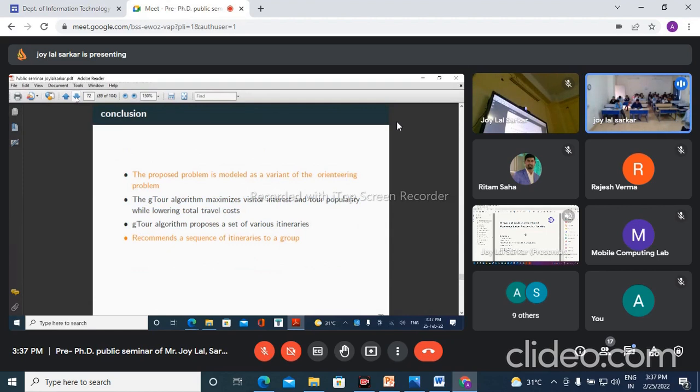So the proposed model is a gradient of orienteering problem. We have calculated the G2 algorithm. Vehicle maintenance, popularity, cost, and other factors are also considered here, and it recommends a sequence of maintenance, which is really important. Okay. So this is it.